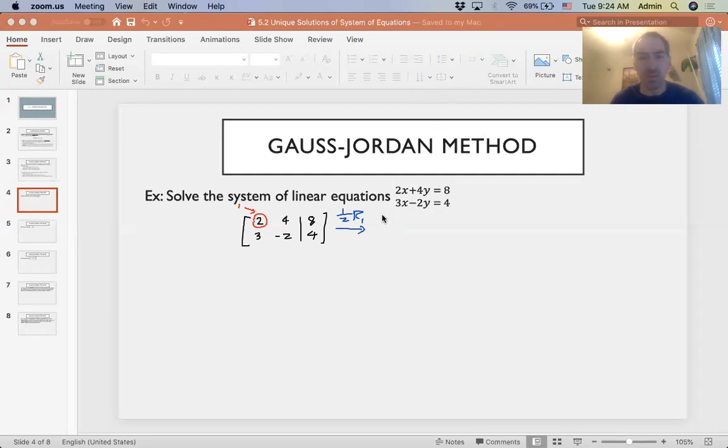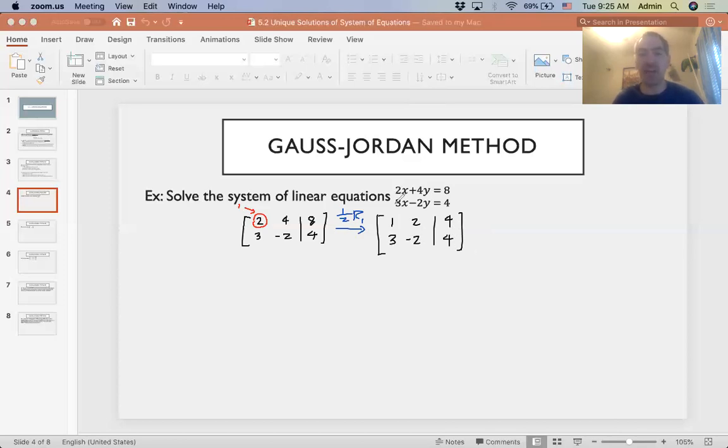So when I multiply everything in row 1 by 1/2, essentially dividing by 2, 2 times 1/2 is 1, 4 times 1/2 is 2, and 8 times 1/2 is 4. The second row stays the same.